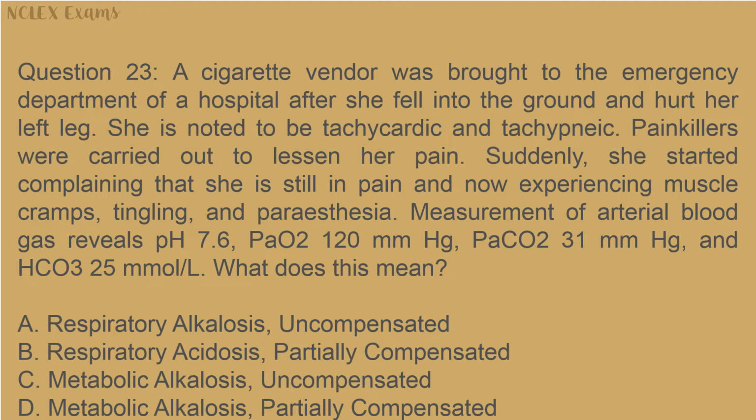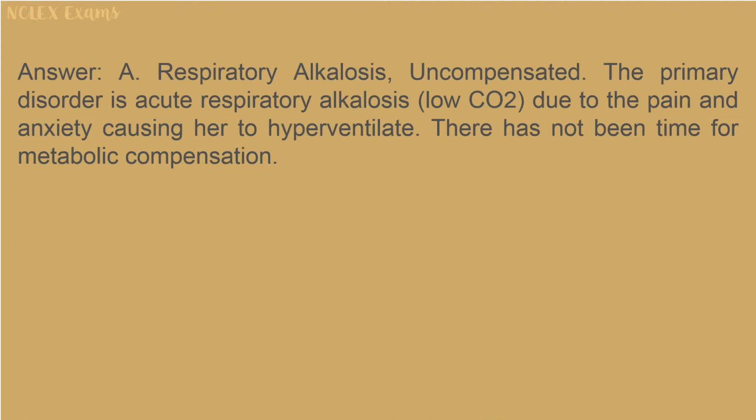A. Respiratory alkalosis, uncompensated. B. Respiratory acidosis, partially compensated. C. Metabolic alkalosis, uncompensated. D. Metabolic alkalosis, partially compensated. Answer: A. Respiratory alkalosis, uncompensated. The primary disorder is acute respiratory alkalosis, low CO2, due to the pain and anxiety causing her to hyperventilate. There has not been time for metabolic compensation.